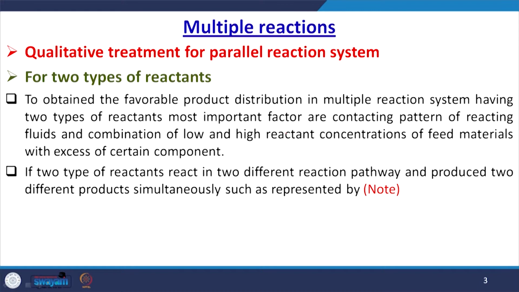Now, let us have a concept of a qualitative treatment of parallel reaction system. There are two types of reactants, let us see. To obtain the favorable product distribution in multiple reaction system having two types of reaction, the most important factors are the contacting pattern of reacting fluid and the combination of low and high reactant concentration of feed material with excess of certain components. Now, see, you have two different reactants and you are looking for a favorable product distribution. It is quite obvious for the economy of any kind of system.